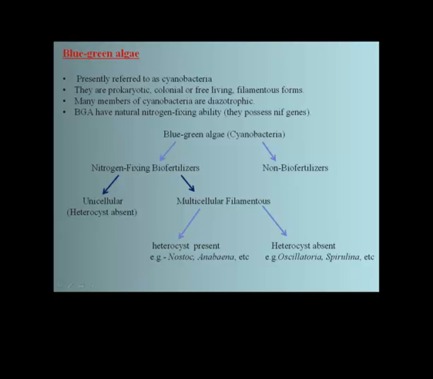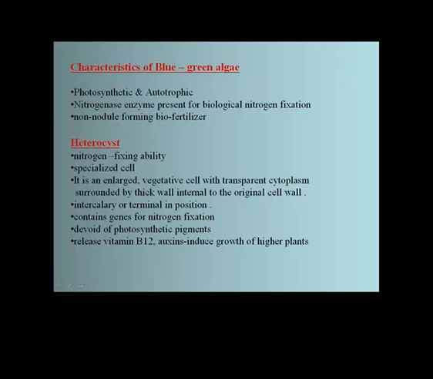Nitrogen-fixing biofertilizers are of two types: unicellular, heterocyst absent, and multicellular filamentous. Multicellular filamentous are of two types: heterocyst present, for example Nostoc, Anabaena, etc., and heterocyst absent, Oscillatoria, Spirulina, etc. Characteristics of blue-green algae: photosynthetic and autotrophic. Nitrogenase enzyme present for biological nitrogen fixation. Non-nodule forming biofertilizer.